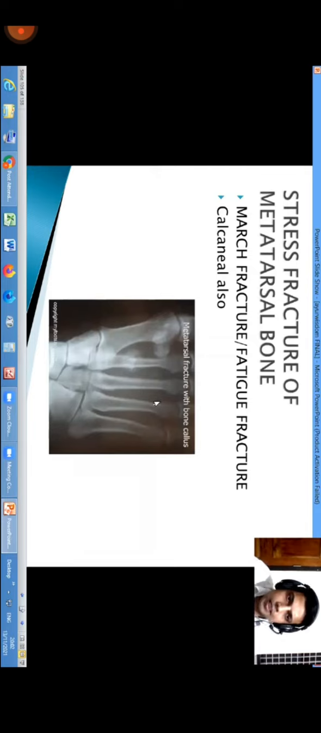And then coming to stress fracture of the metatarsal bone. In this X-ray picture, we can see a fracture clearly. This is a chronic fracture happening by the repetitive stress in this area. This is also called march fracture or fatigue fracture. This is commonly seen in newly recruited police cadets or military persons. And in the calcaneum also, there is a chance of stress fracture.